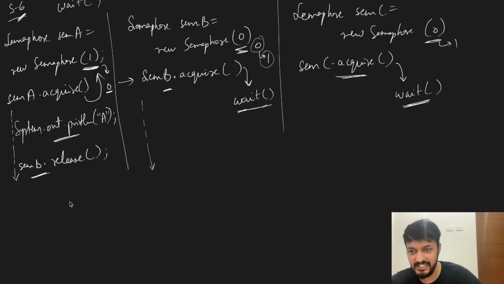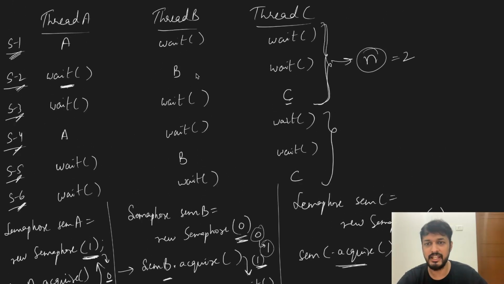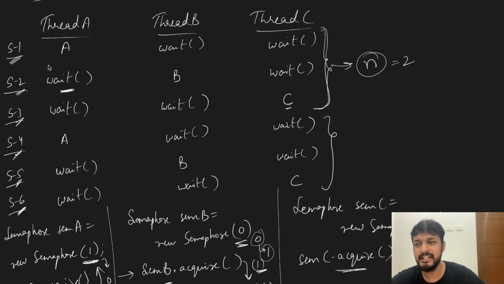As soon as thread A releases the permit on semaphore B, the permit count has increased from 0 to 1, right? As soon as the permit has become available, the CPU will put thread B into running state and ask it to execute further statements. Now what is our next statement? Our next statement is to go ahead and print B, right? And thread C should remain in waiting state. Thread C is already in waiting state, so we'll write nothing here. One more thing, thread A should go into waiting state.